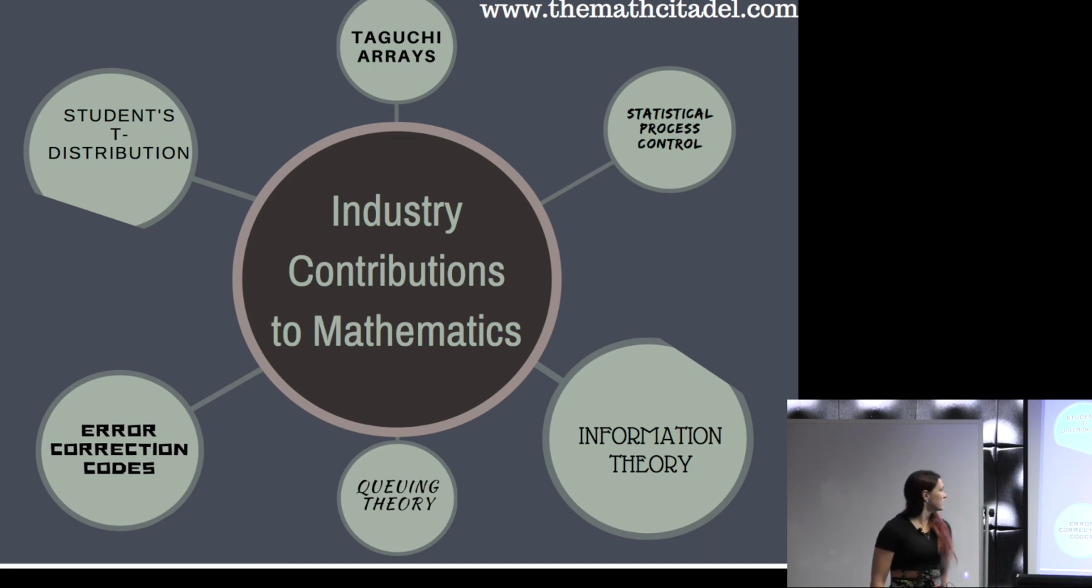So the first one is just to note that these in particular are specific industry contributions to mathematics. And this is for theoretical mathematics. This isn't computer science, this isn't data science, this isn't machine learning, this is math. Not the same thing. So the student's t-distribution, everybody knows that one, right? That's essentially how you handle the idea of small samples when you can't use the normal distribution.